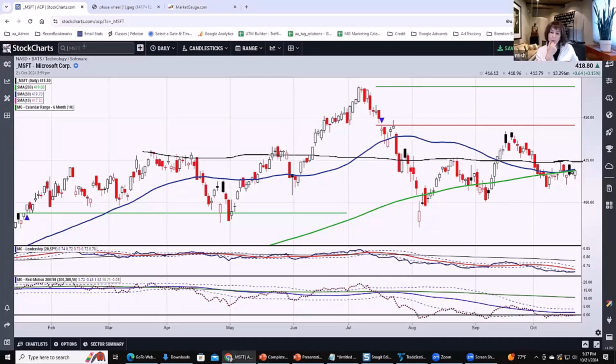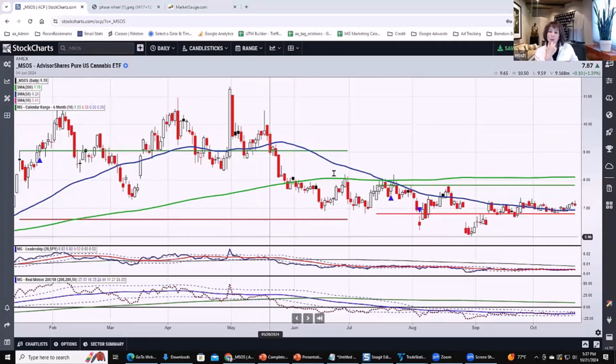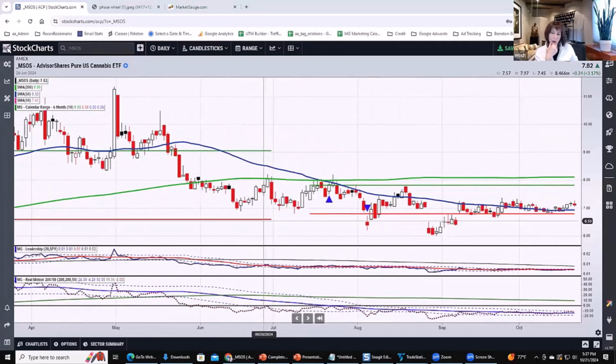The cannabis one, MSOS. Now, we know that this is a highly emotional trade. It's also a highly politically motivated conversation right now. But notice how it's been below the 200. You had the death cross.